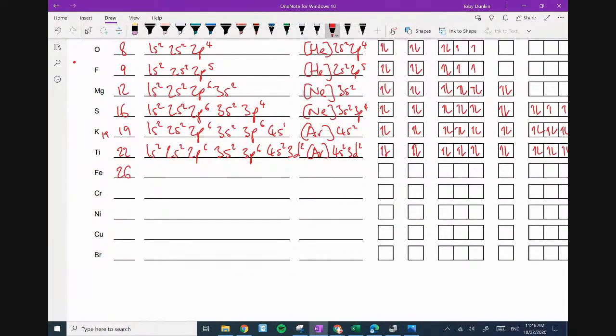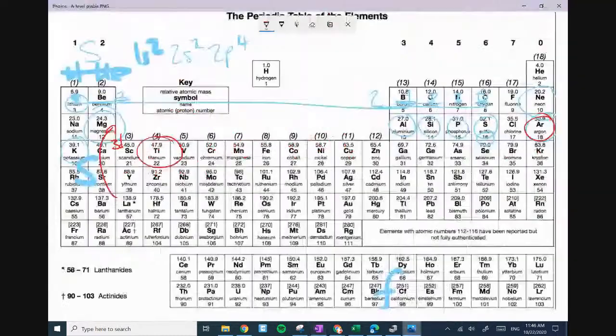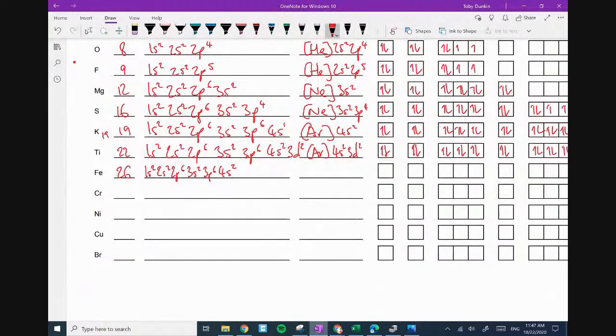Iron is element number 26. So we're going to start from the beginning. 1s2, 2s2, skip over, 2p6, back to the beginning. 3s2, skip over the gap, 3p6, back to the beginning, 4s2. Now we're out of sync. We're into the 3D. We've just hit calcium, we're in the 3D. 1, 2, 3, 4, 5, 6. So this is the 3d6. Configuration is still argon, and that's 4s2, 3d6.